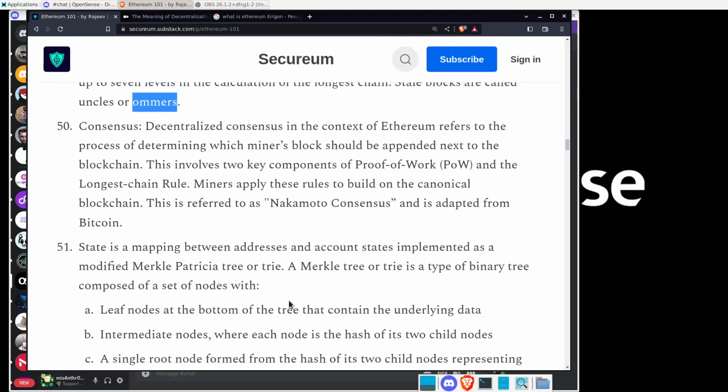Consensus. Decentralized consensus in the context of Ethereum refers to the process of determining which miners. Oh, I have a Viper lesson after this. Okay, just remind me.